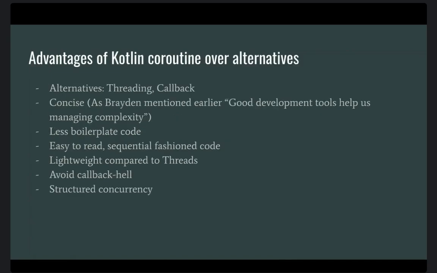So, advantages of Kotlin coroutines over alternatives. The alternatives we used to have were standard threading or callbacks. Kotlin coroutines are concise, as Braden mentioned earlier, that good development tools can help us manage complexity. This is one of those tools. It also requires less boilerplate code, so it's easy to read and sequential in fashion. It's lightweight compared to threads, and we'll get to that later. You can avoid callback hell, and you also get structured concurrency. That's all you get by using Kotlin coroutines.